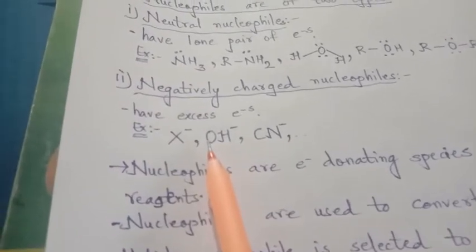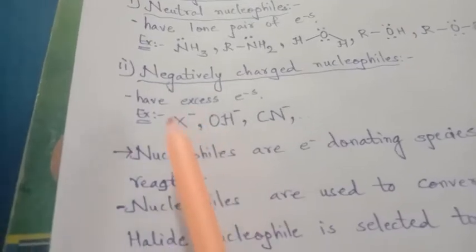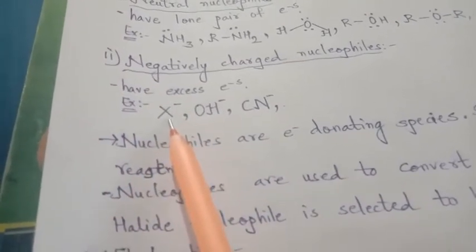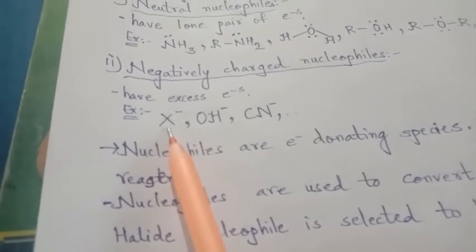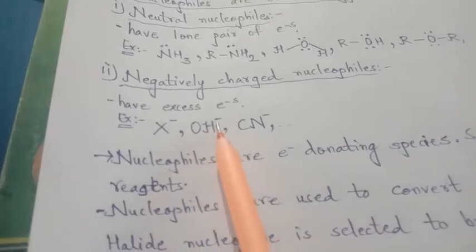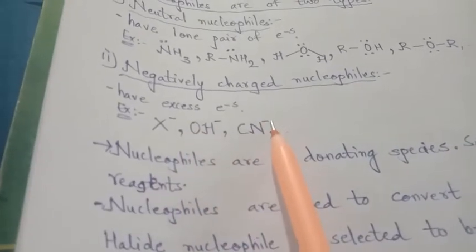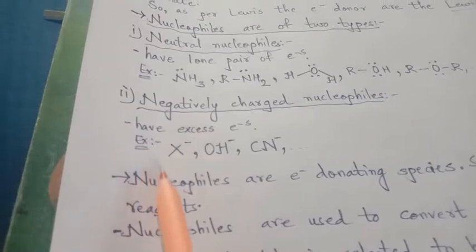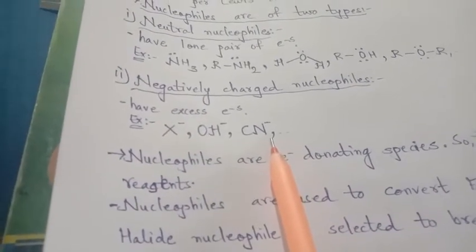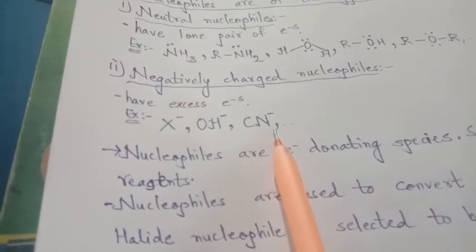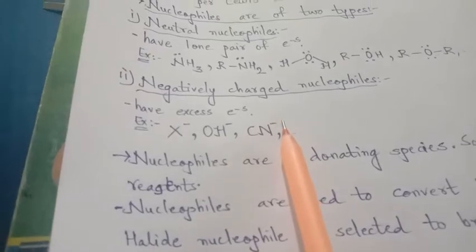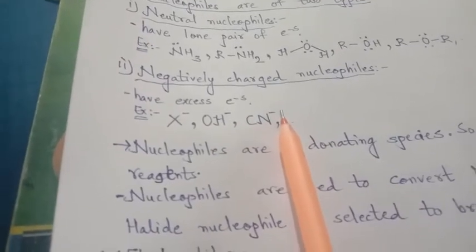It means now they have excess electrons. So X stands for halogen with negative charge, OH negative charge, cyano negative charge. These are the species having excess electrons, and they readily attack the nucleus and are called nucleophiles. Having negative charge, they are negatively charged nucleophiles.